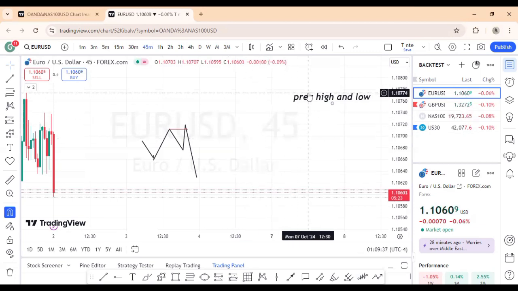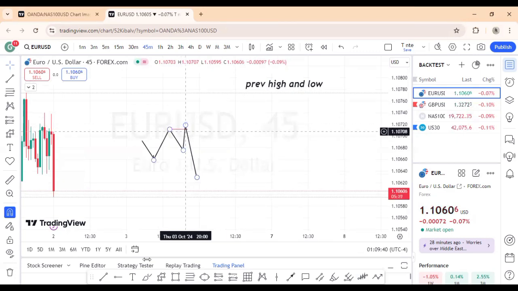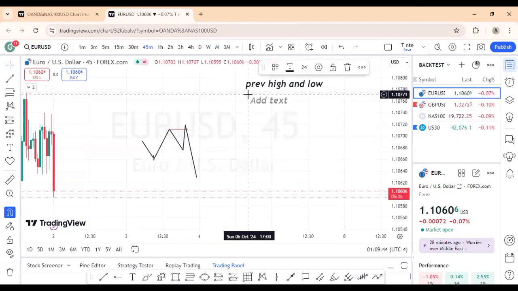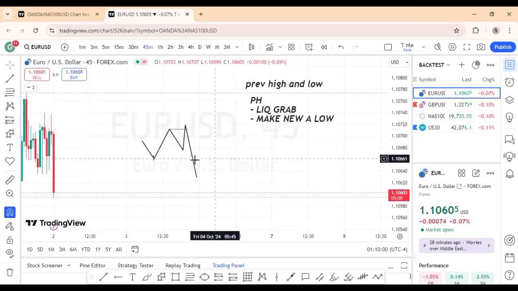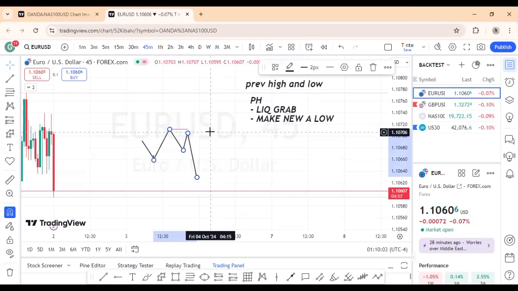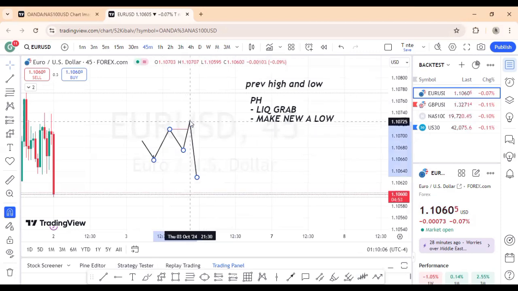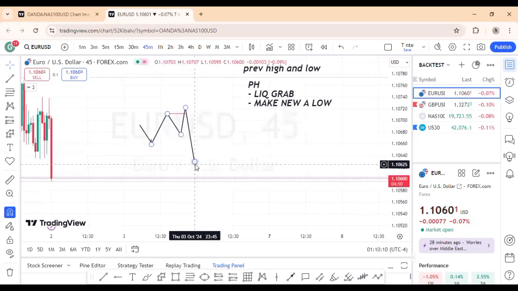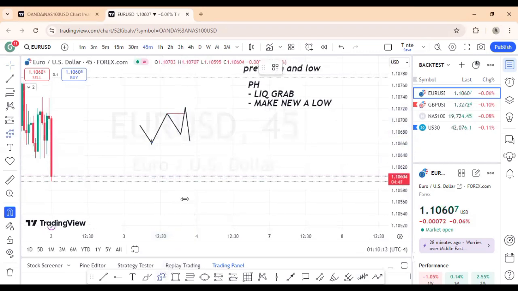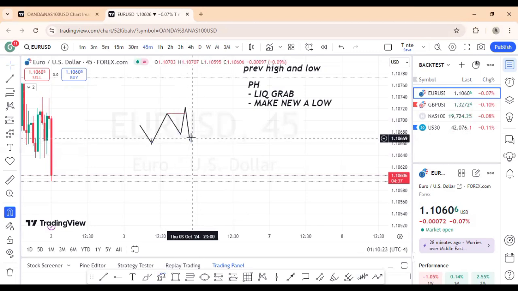All right, so now we want to see price take our liquidity, and this is what we use to establish a protected high. So for a protected high, number one, you must see that liquidity grab. You want to see price take out the previous high, and you want to see price make a new low. These are the two things that make up a protected high. That means if there's no liquidity grab, it's not a protected high. If there's a liquidity grab and it fails to make a new low, that means it fails to break below this low. Maybe you see price starts coming back. This is not a protected high. I'll tell you the importance of a protected high very soon. So that is basically what you're looking out for.